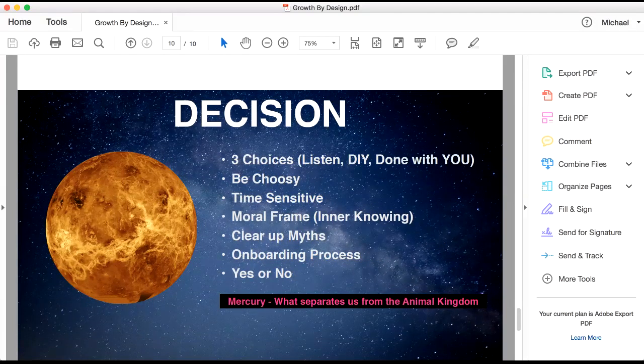You already know what you want to do, so let's do this. Are you in, yes or no? Our onboarding process is this. And you've got 3 choices now. You can just listen and take no action. That's what many people do in many situations. You can take action, meaning DIY, or you could do it with you on a done with you basis.